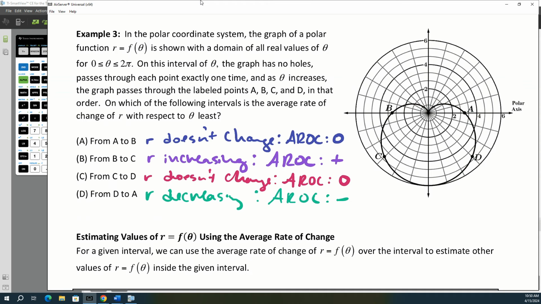It's a lot to remember, but if you ever say the average rate of change is decreasing, it means the graph is concave down. We'll review all that stuff. So which one of these should be the least? A negative number, a positive number, or 0 would be the least? Yeah, negative.